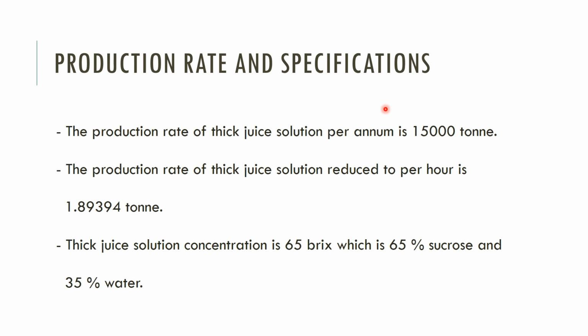Okay, next, the production rate and specification. The production rate of thick juice solution per annum is 15,000 ton, and the production rate of thick juice solution reduced to per hour is 1.89394 ton. The thick juice solution concentration is 65 brix, which is 65% sucrose and 35% water.